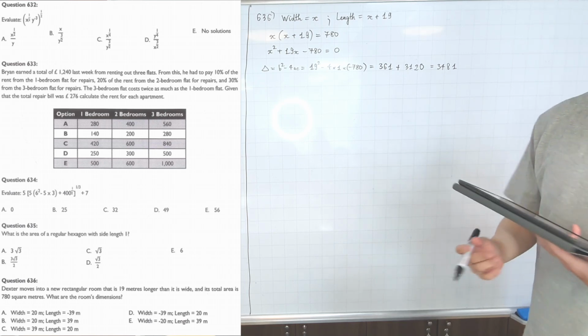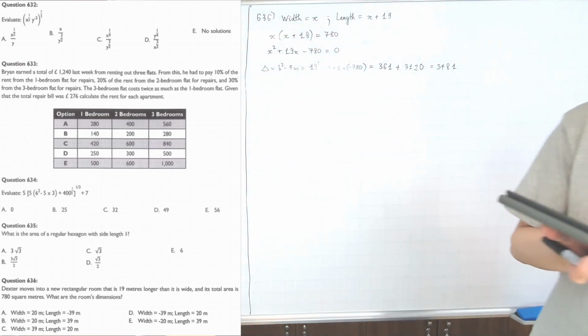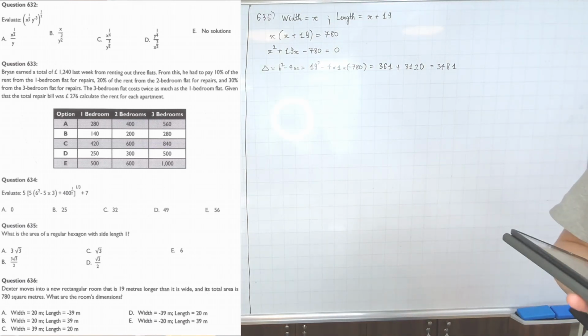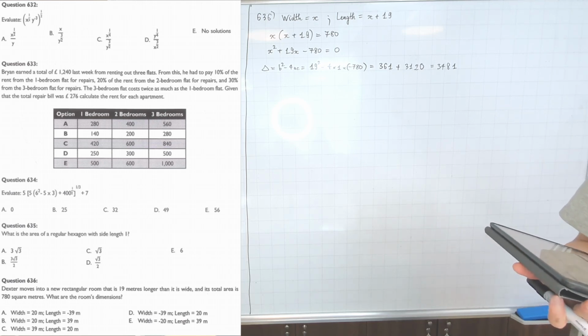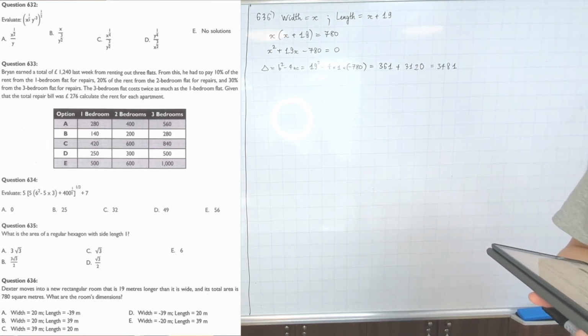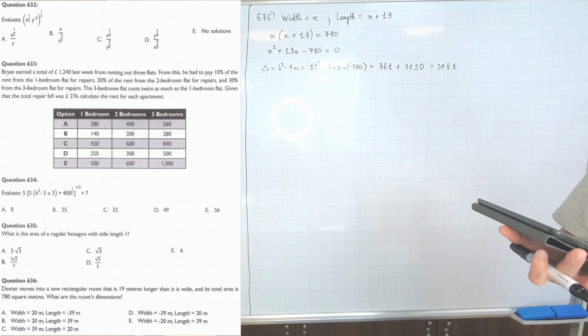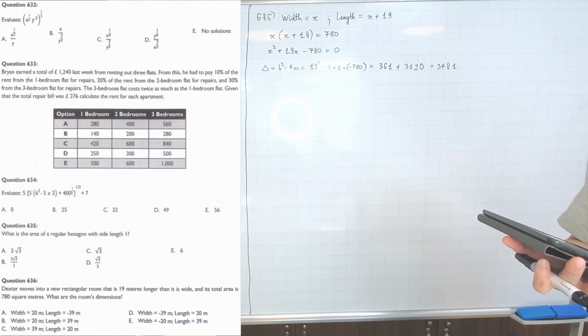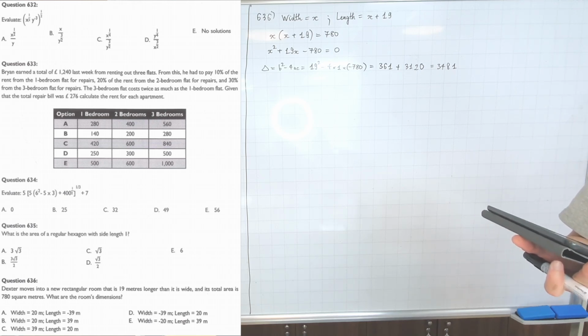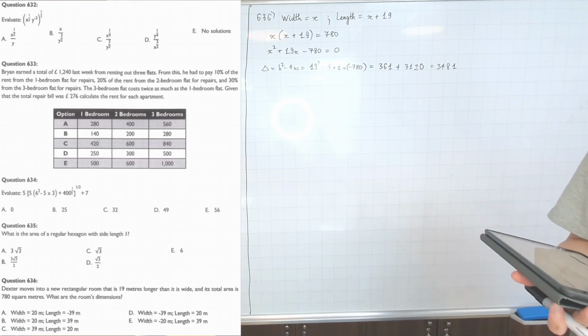Okay, now we get a massive number. But just look at all the answers. You will see, the answer cannot be a negative number, right? So only answer B or C is possible. You know that the width is smaller than the length, so the only good answer is B, isn't it?